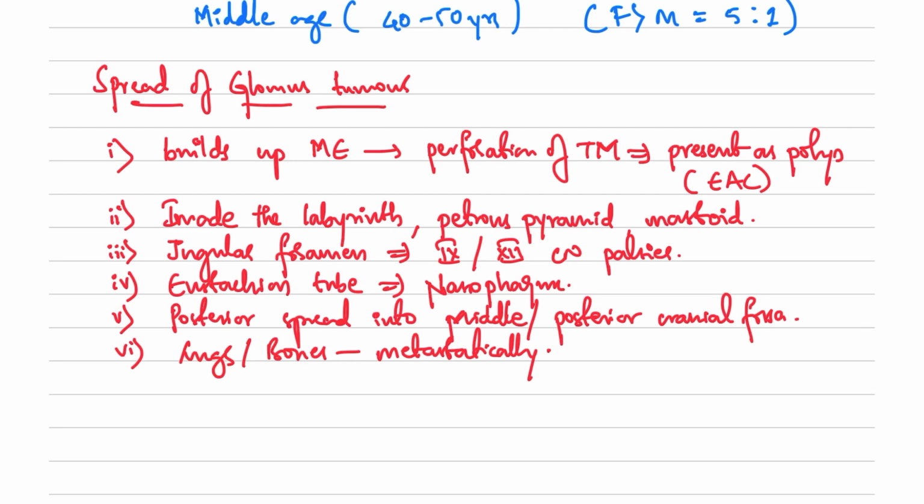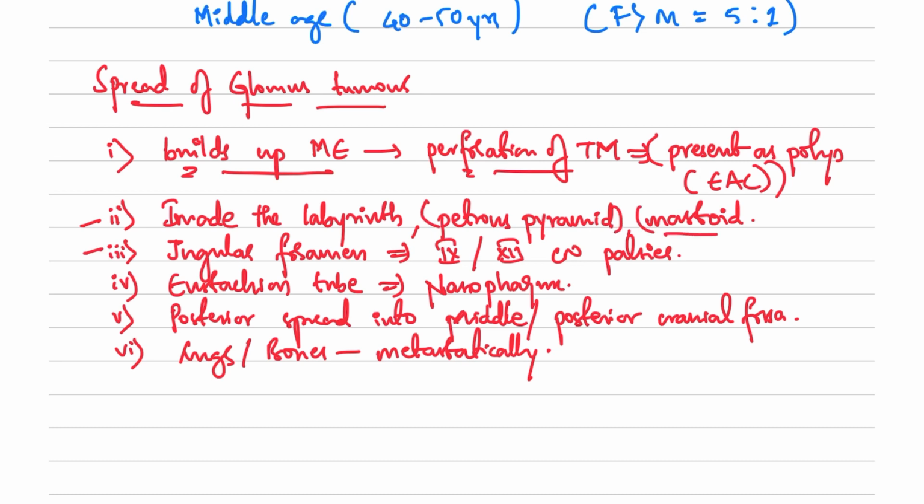So these are all the things that you need to remember regarding the spread of the glomus tumor. It might build up in the medullary cavity, leading to perforation of the tympanic membrane and presenting as a vascular polyp in the external auditory canal. It might also invade the labyrinth as well as the petrous pyramid and the mastoid.